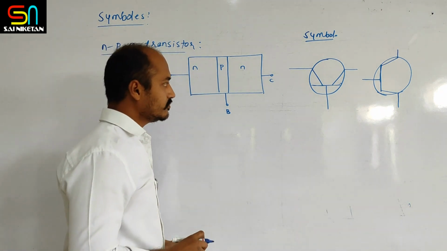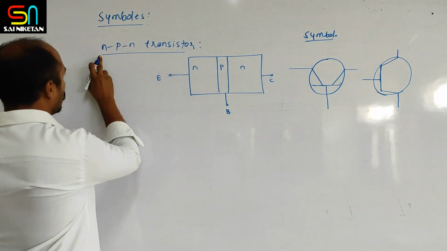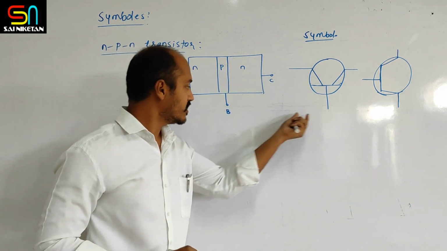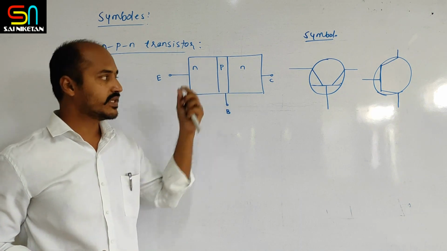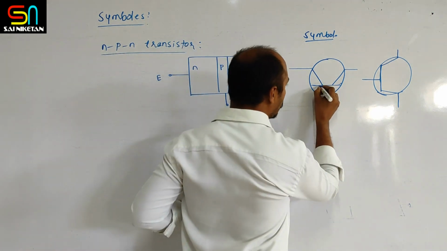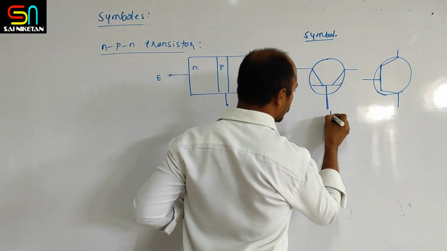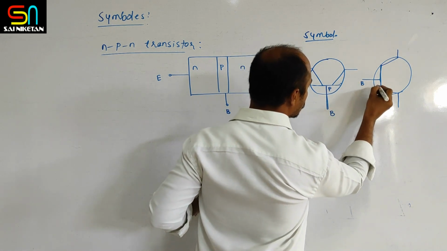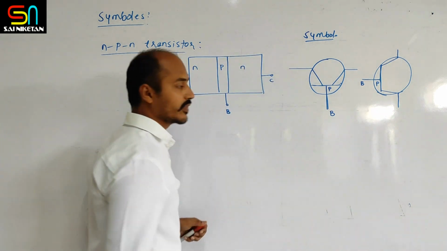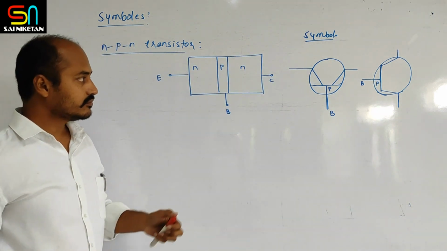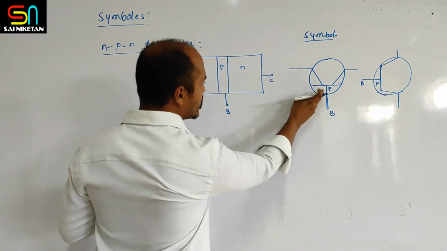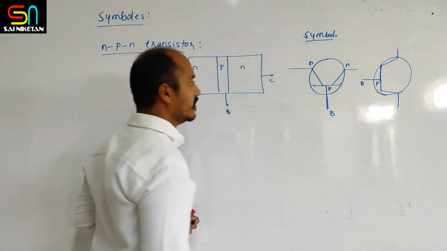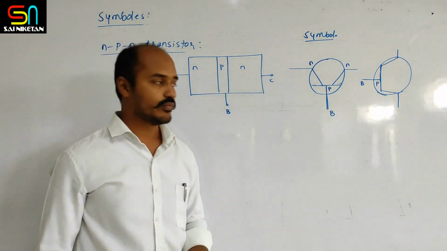If you are talking about an NPN transistor, in an NPN transistor the base is P. So this is the base, and I am marking P here. This is the base, so I am marking P here. And if the base is P, these two become N and these two become N. This one is N and that one is N.